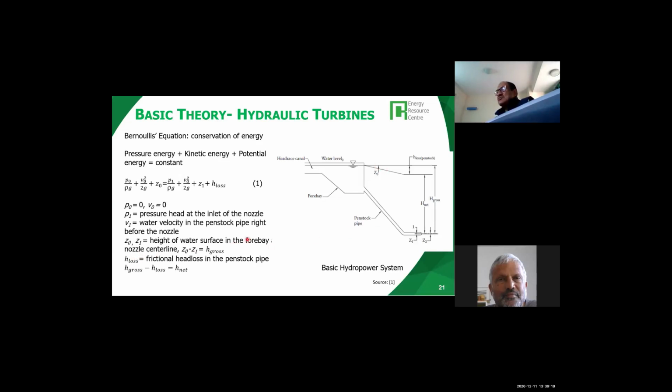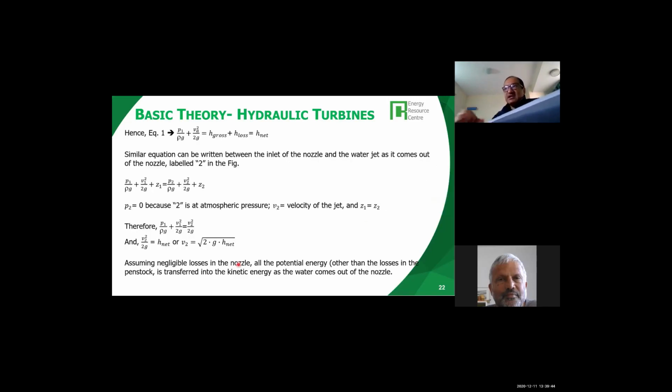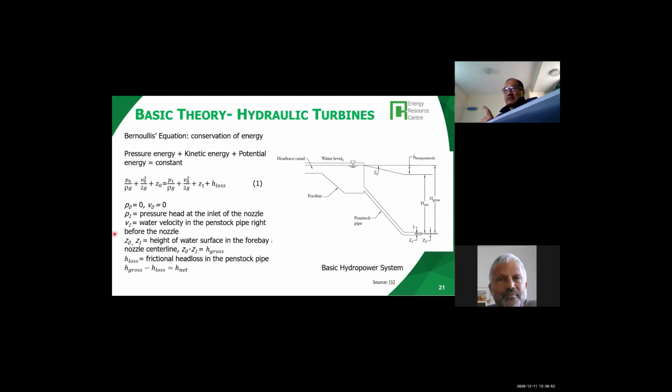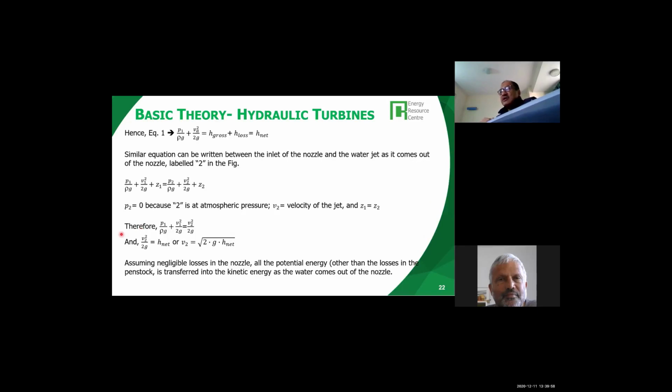So basically Z0 minus Z1 is the gross head. And H loss is the hydraulic frictional loss, the head loss in the penstock. So H gross minus H loss is equal to H net. I think these are standard things. And based on equation 1, equating P0 is 0 and V0 is 0, you get this equation.